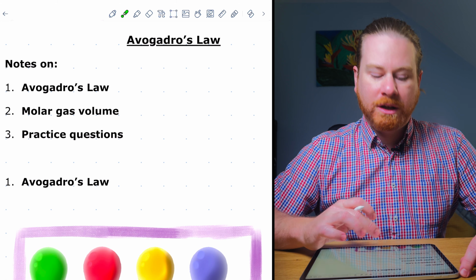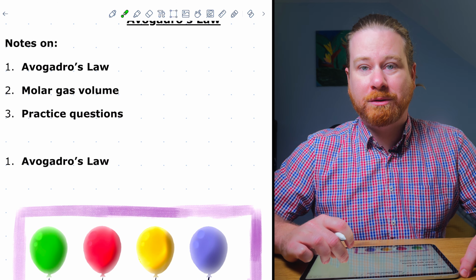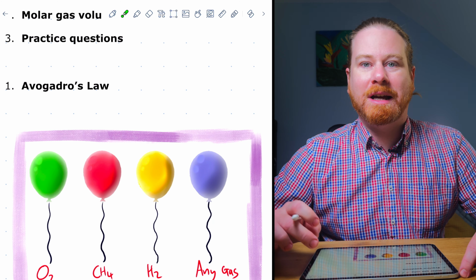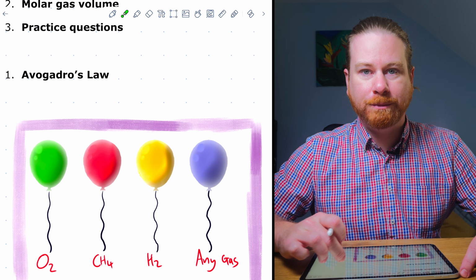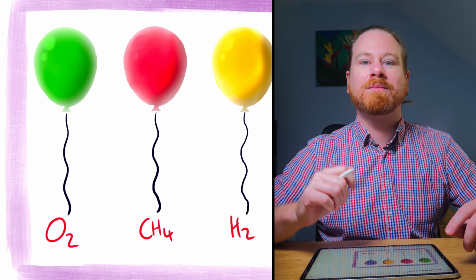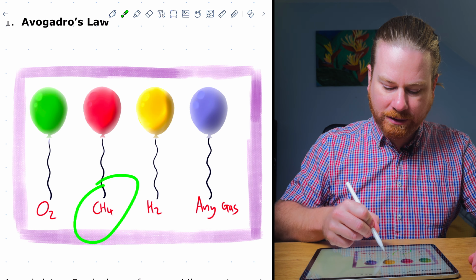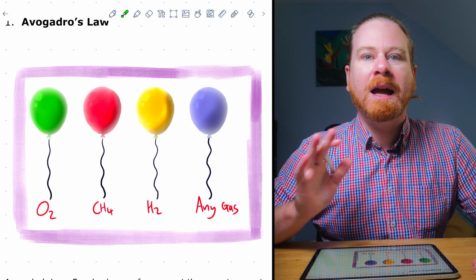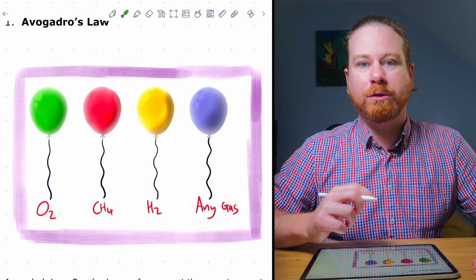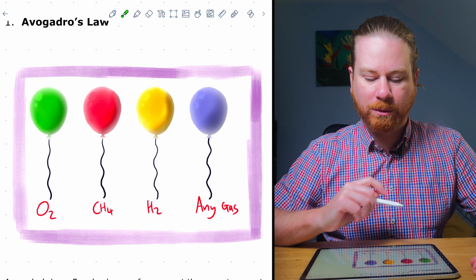So, on to Avogadro's law. Somehow, before balloons and the mole were even invented, Avogadro managed to fill a balloon with 1 mole of gas, and he probably started with oxygen, why not? He then did this lots of other times with different gases, so he did it with methane, with some hydrogen, and he found that the volume of the balloons were the same. So it doesn't matter what the gas is, the volume of the balloon is the same.